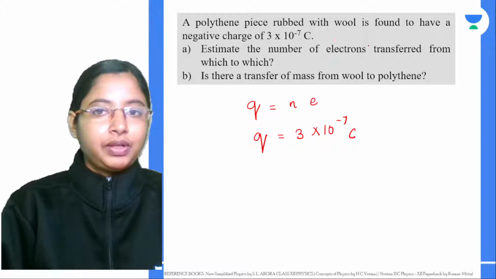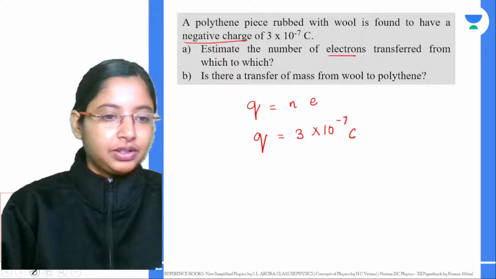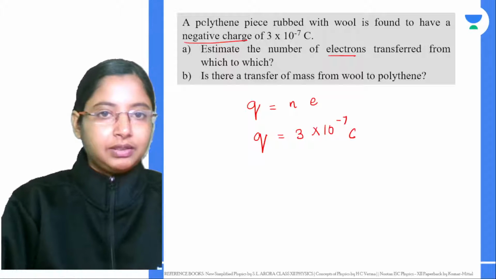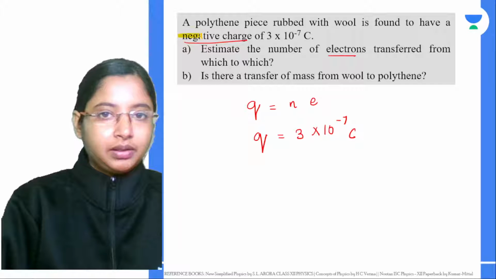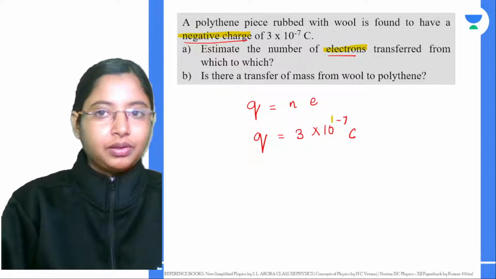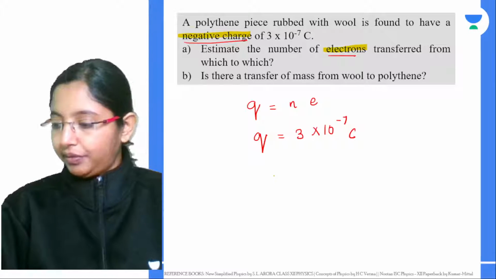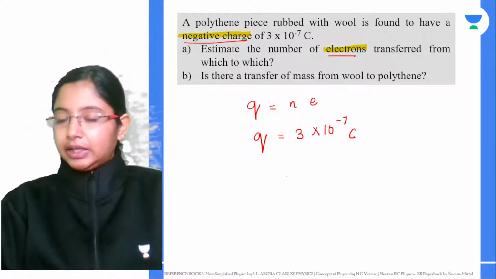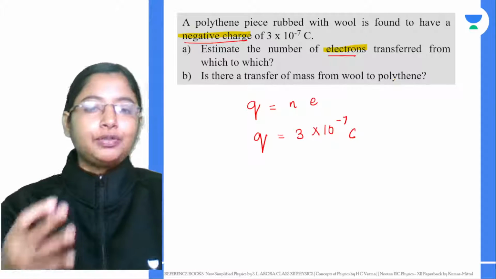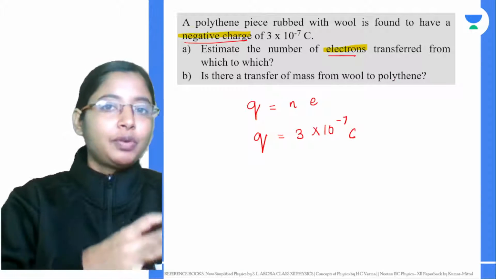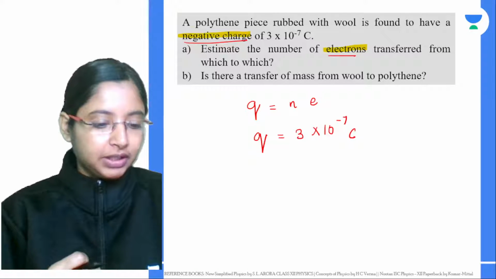Estimate the number of electrons, right? Negative charges are what? These are basically electrons. The negative charges we are talking about in this case are electrons. And we have to estimate the number of electron charges. From the question, they are asking, the electrons are transferred from which to which? Is it transferred from polythene to wool, or from wool to polythene? That's the question that is asked for us.